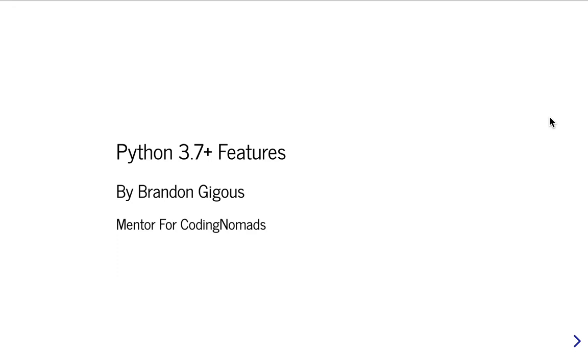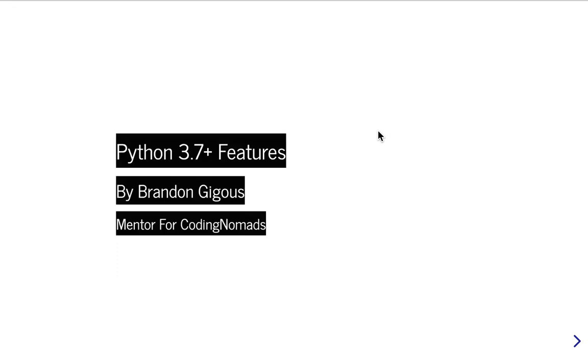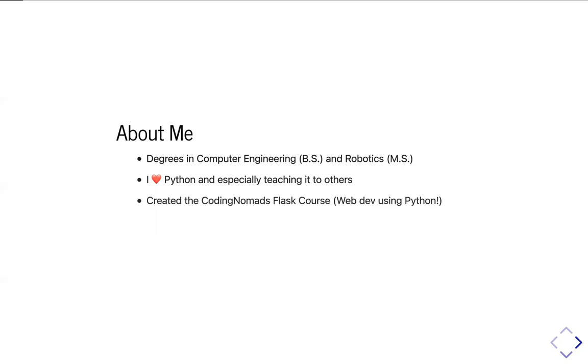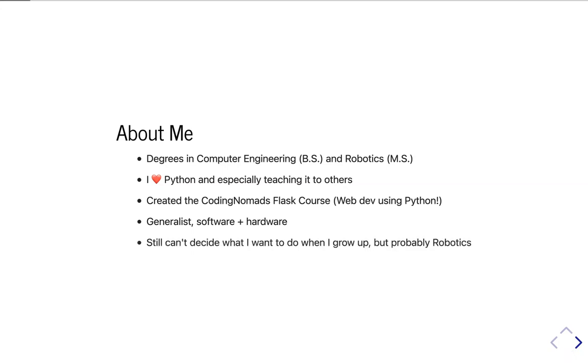Okay. So yeah, welcome to my talk. I wanted to go over Python 3.7 features, and that's what I'm doing. I'm a mentor for CodingNomads. I have degrees in computer engineering and robotics. I love teaching Python, and I love Python itself, which is why I'm doing this talk. I think Python's a really cool language. I created the CodingNomads Flask course, which is web development using Python. It's fun stuff. Check it out. I consider myself a generalist. Software and hardware, I like both of them. They're a lot of fun. And I still can't decide what I want to do when I grow up, but probably robotics.